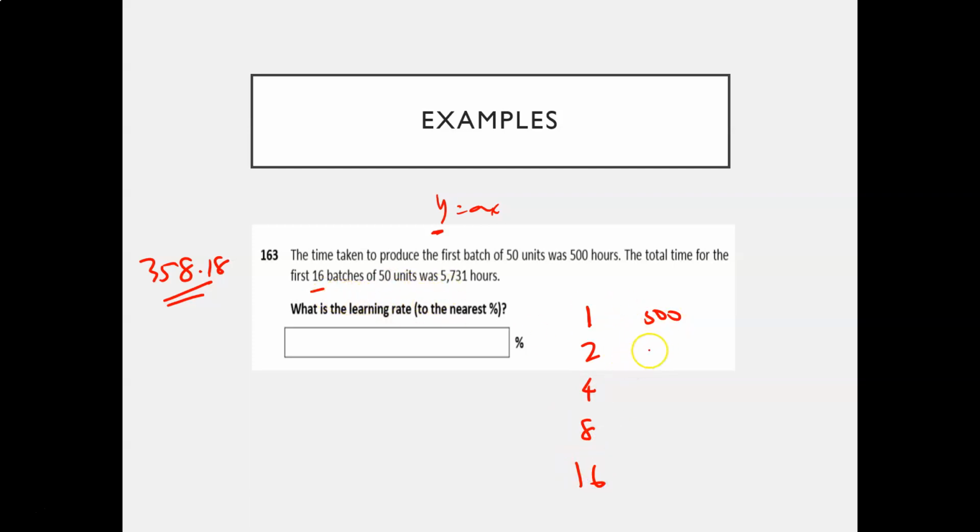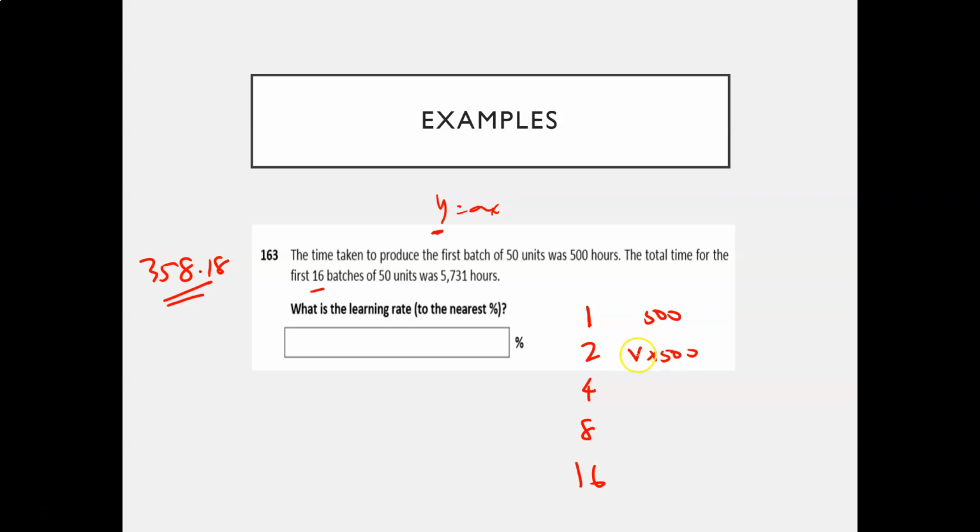So you can ignore all of this. But when I did this, I actually did it like this. I know that the learning rate is the average time to make the second unit, the learning rate times the previous. So I'll just call it V. So that's V times 500, right? That's what it is.